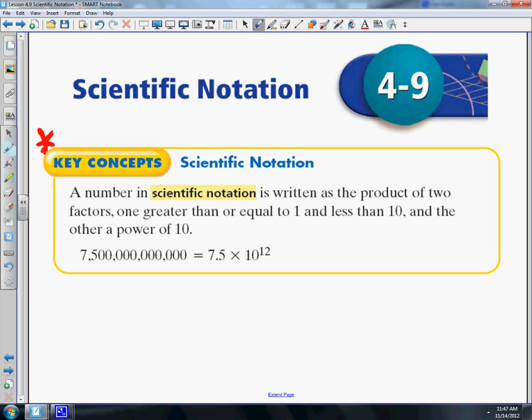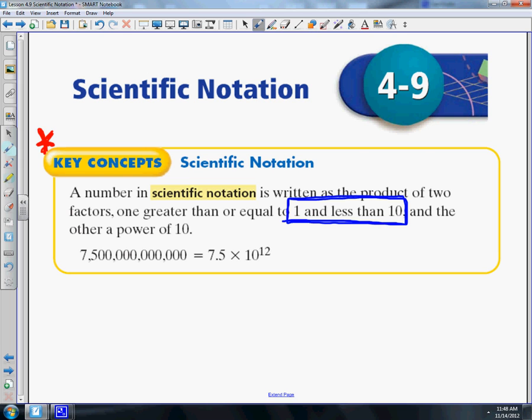So scientific notation is written as the product of two factors. One that's greater than or equal to 1 and less than 10. So it's a number between 1 and 10. Has to be greater than 1 and less than 10. And it's a power of 10.